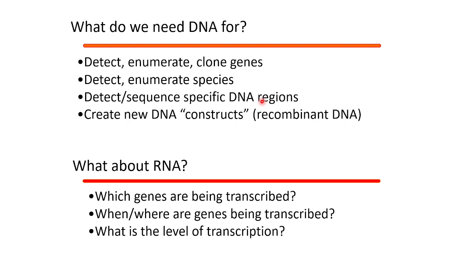Now, what do we require DNA for? One is that it helps to detect, enumerate and clone genes. One is detection and enumeration of species. Then identifying and detecting sequence-specific DNA regions, and also creating different DNA constructs, which is known as RDT, or recombinant DNA technology. And how about RNA? It helps us find the answers to which genes are being transcribed, the location of these genes, when and where these genes are being transcribed, and what level of transcription is occurring.